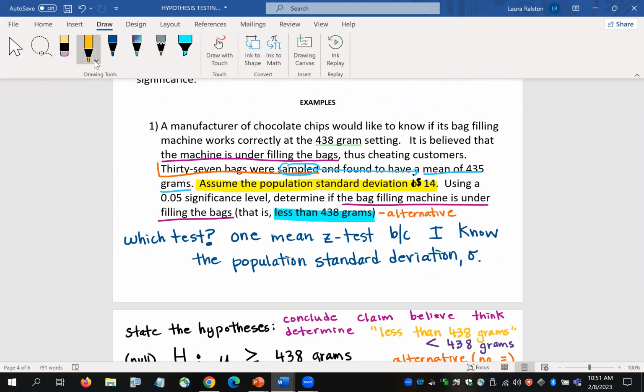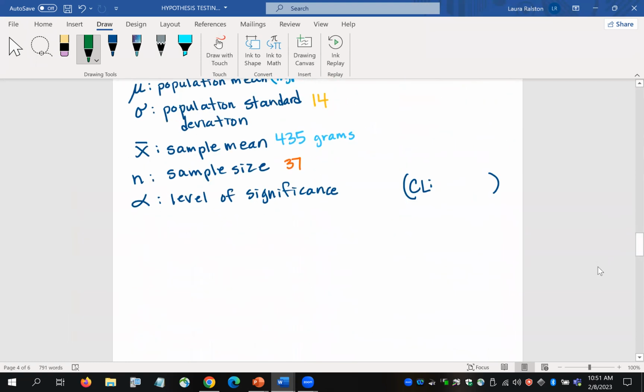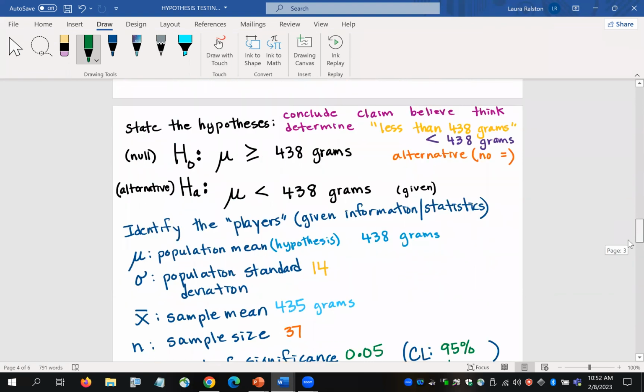And then finally, in the last sentence, it says using a 0.05 significance level. So my level of significance is 0.05 or 5%, which means my confidence level is 95%. Remember, the confidence level is 1 minus the level of significance, and we write it as a percentage. So I have all of my information.